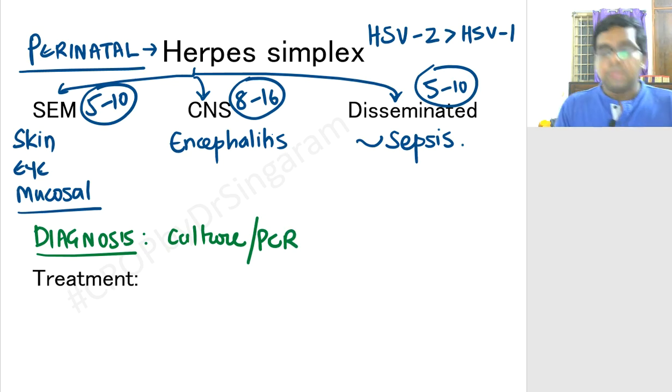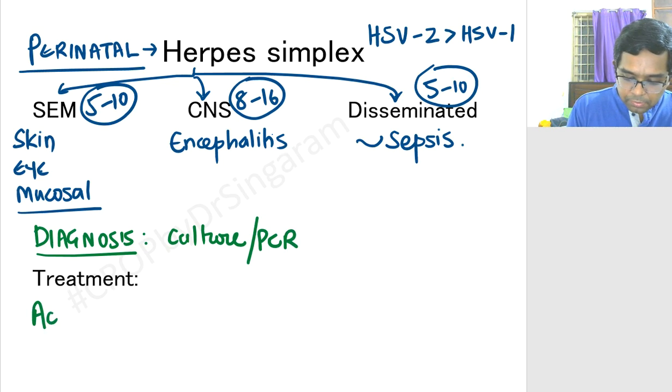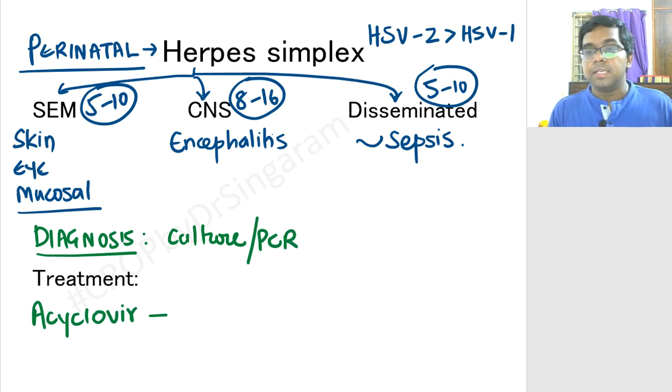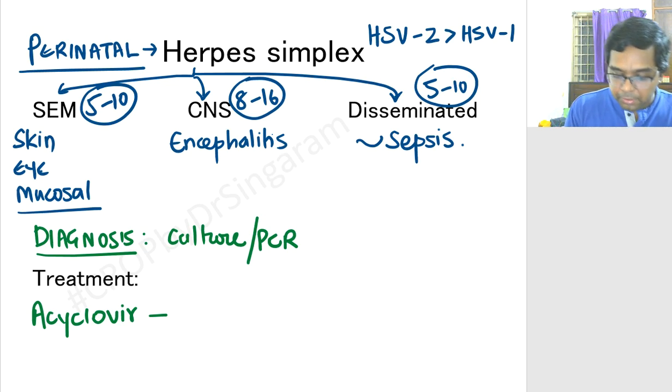Okay. Now, is there any treatment? Definitely here also you are going to give acyclovir as the treatment. Please remember here the treatment duration for acyclovir is typically more when compared to herpes zoster. Here you are going to give it over a period of 6 months.